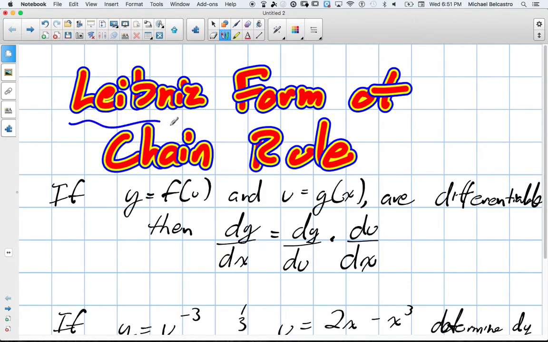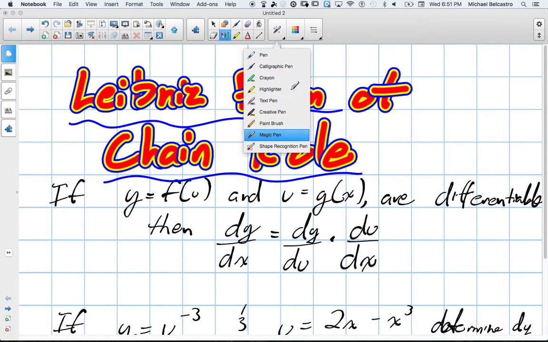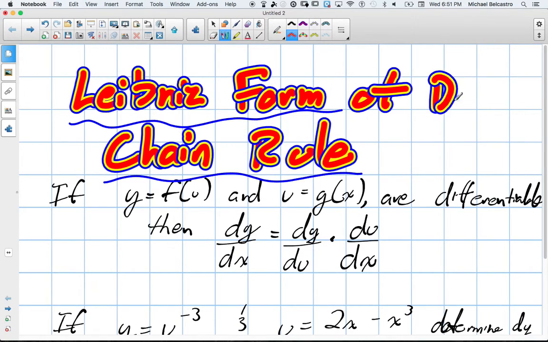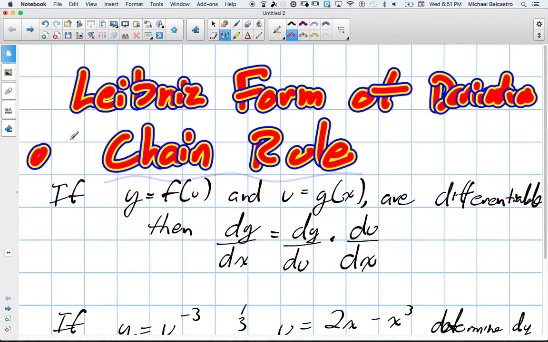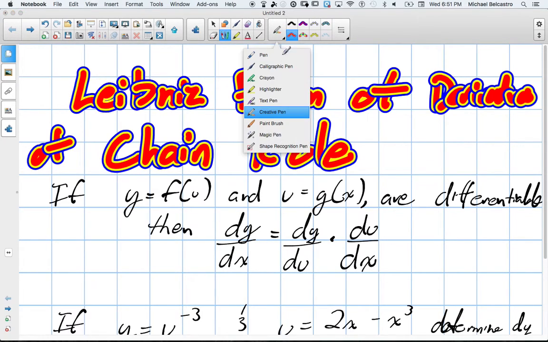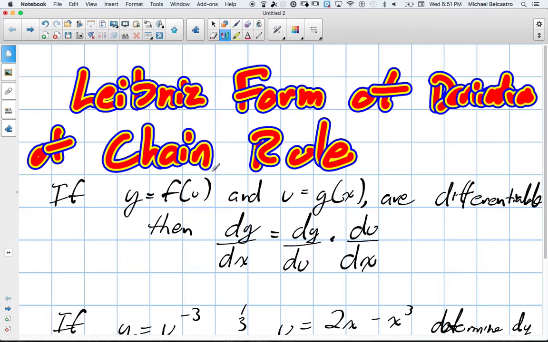So we're going to use the Leibniz form of the chain rule, which is essentially still derivative. So I guess I should write that in here. Leibniz form of derivatives of the chain rule. A little too many ofs, but that's essentially the idea here. So we're going to use the Leibniz form for derivatives of a chain rule.